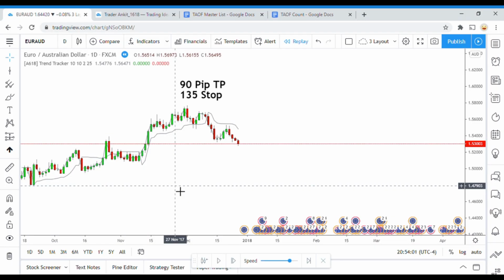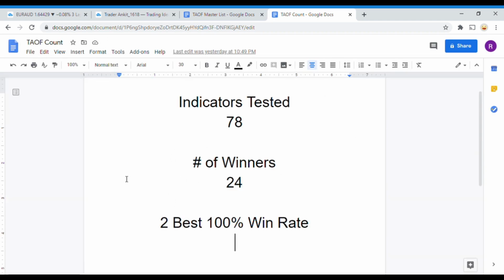Alright, as I said, today we will be testing the trend tracker indicator. But before we do, I wanted to put the indicator scoreboard up for everyone to see. To date, we have tested 78 indicators, and out of those 78, 24 have been winners, which means they have met or exceeded the 60% win-loss ratio threshold that we have set. The best two so far were able to achieve a 100% win rate.